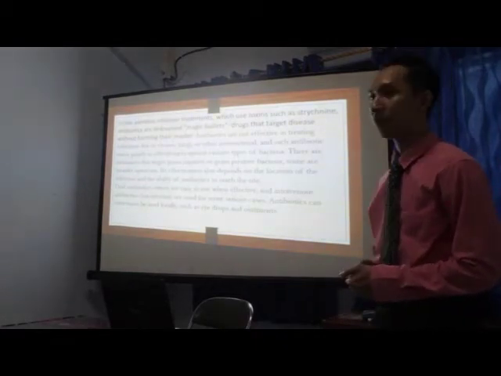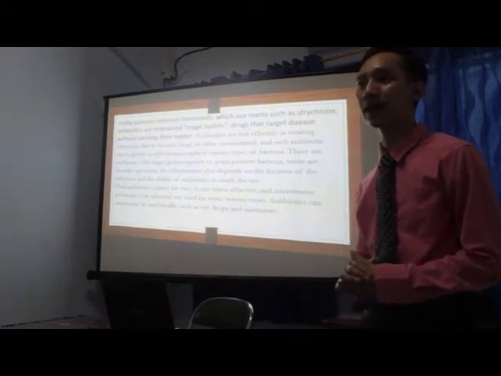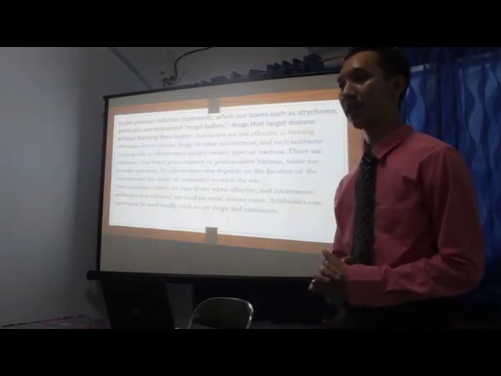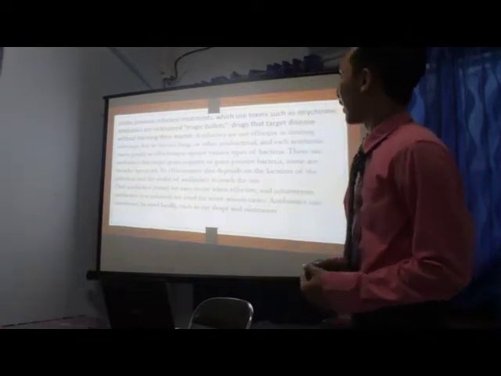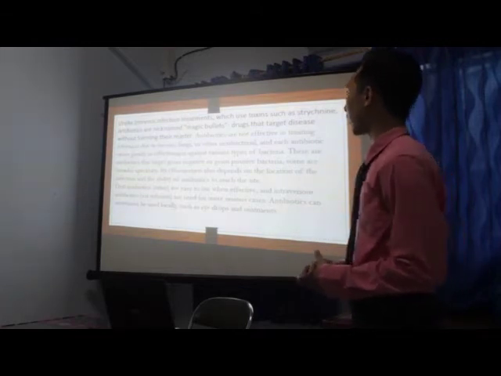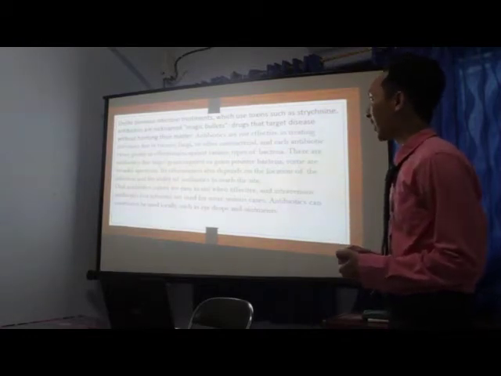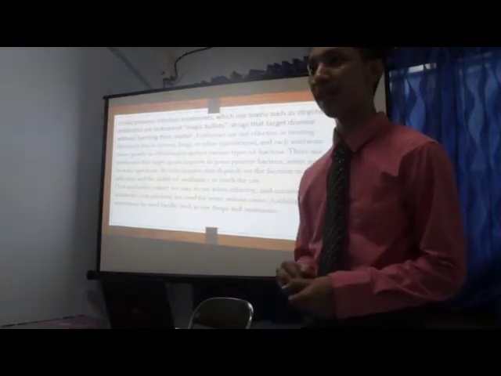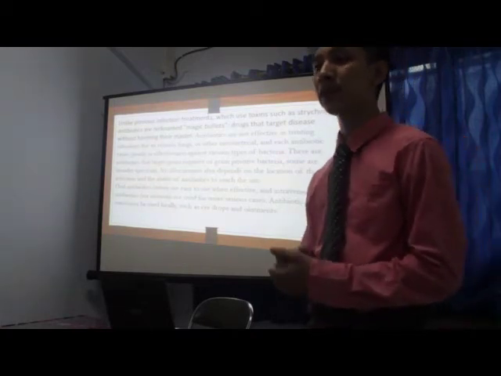Unlike previous infection treatments which use toxins, antibiotics are nicknamed magic bullets, drugs that target disease without harming their host. Antibiotics are not effective in treating infections due to viruses, fungi, or other non-bacterial causes. Each antibiotic varies greatly in effectiveness against various types of bacteria. There are antibiotics that target gram-negative or gram-positive bacteria.